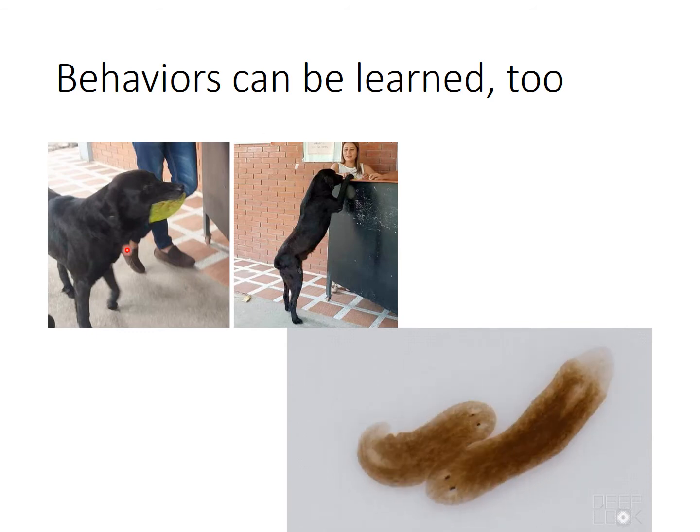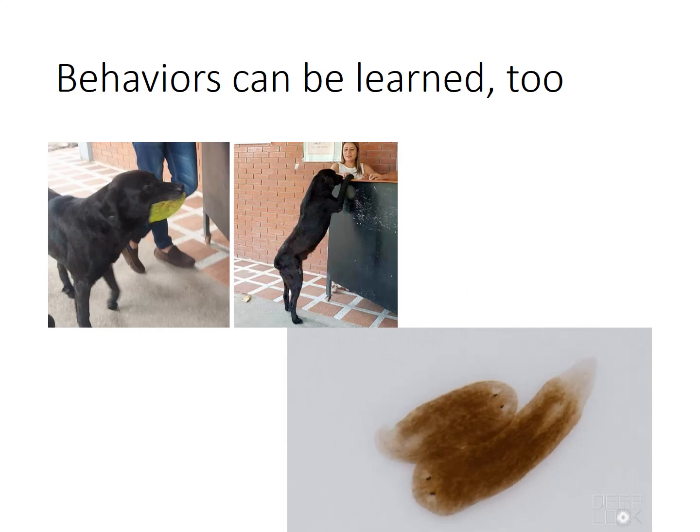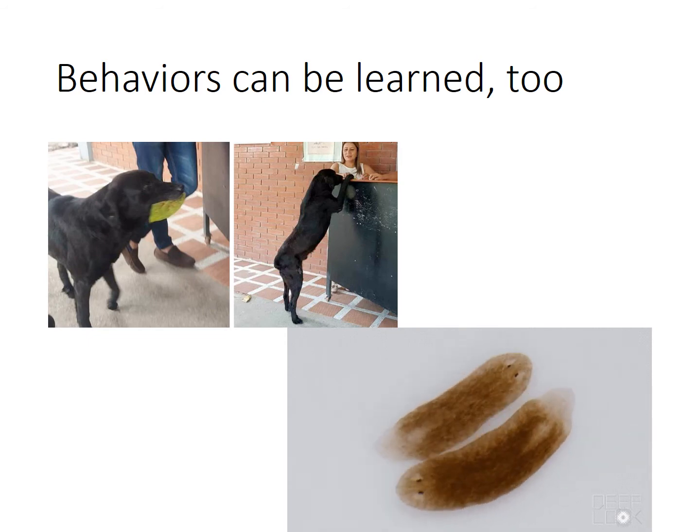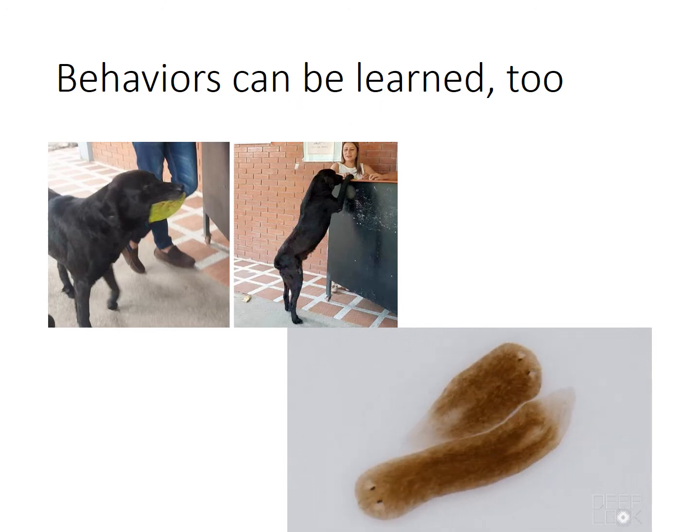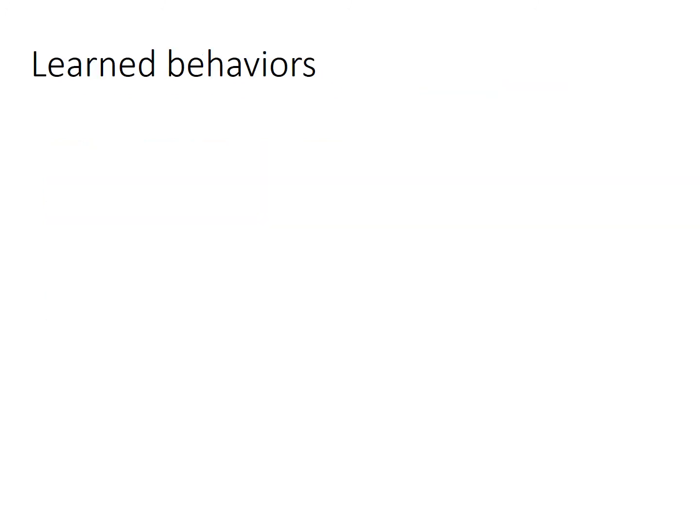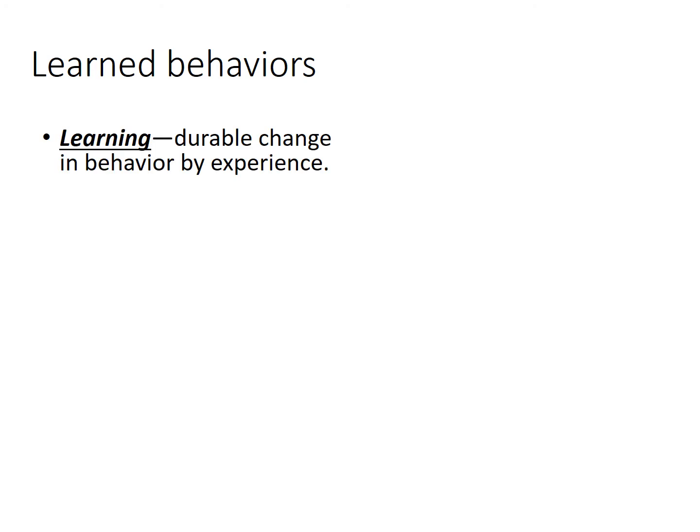Regardless of the complexity, many organisms can learn. So these learned behaviors are going to be part of an organism's nurture. Basically, their environment shapes their behavior, and we call that learning, or part of an organism's nurture. So we have several different types of learned behaviors. Now, before we go into these, I should define learning. So this is really going to be any durable change in behavior by experience.